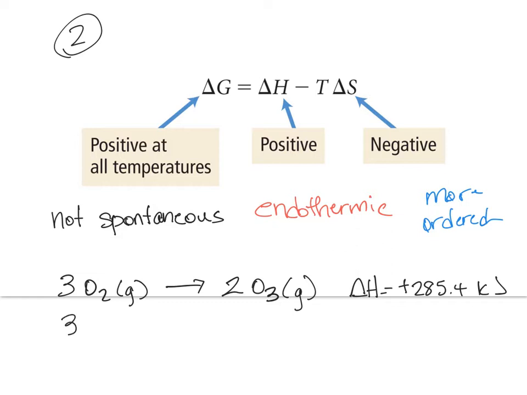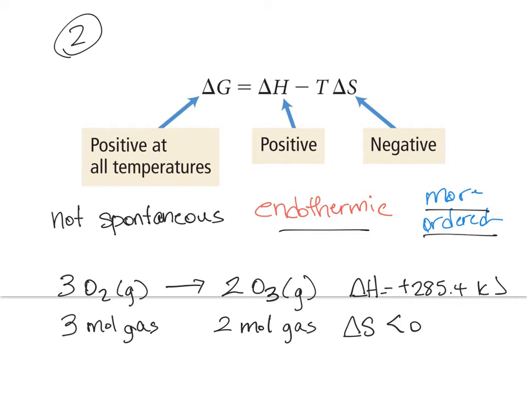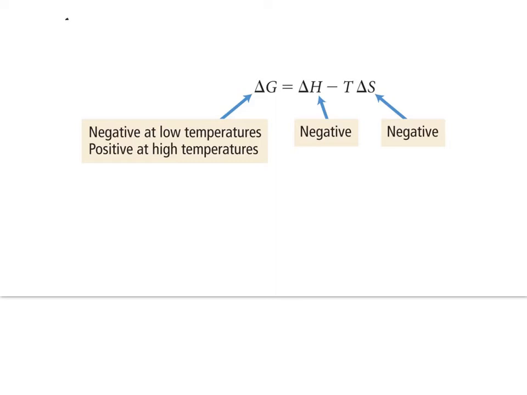Right, and comparing the moles of gas, 3 moles of gas on the reactant side to 2 moles of gas on the product side, so it is becoming more ordered, and delta S would be less than 0 or a negative value. So these reactions where we have positive delta H and negative delta S would not be spontaneous at any temperature.